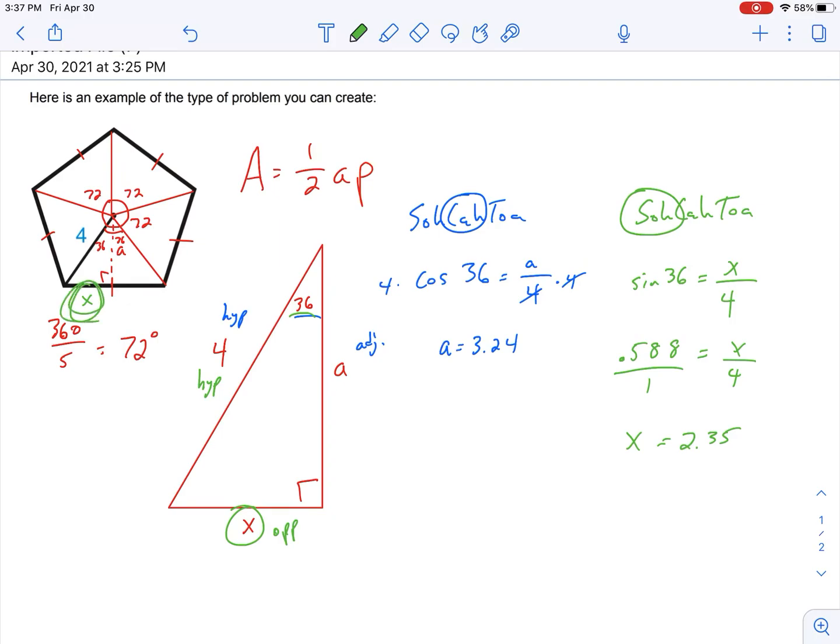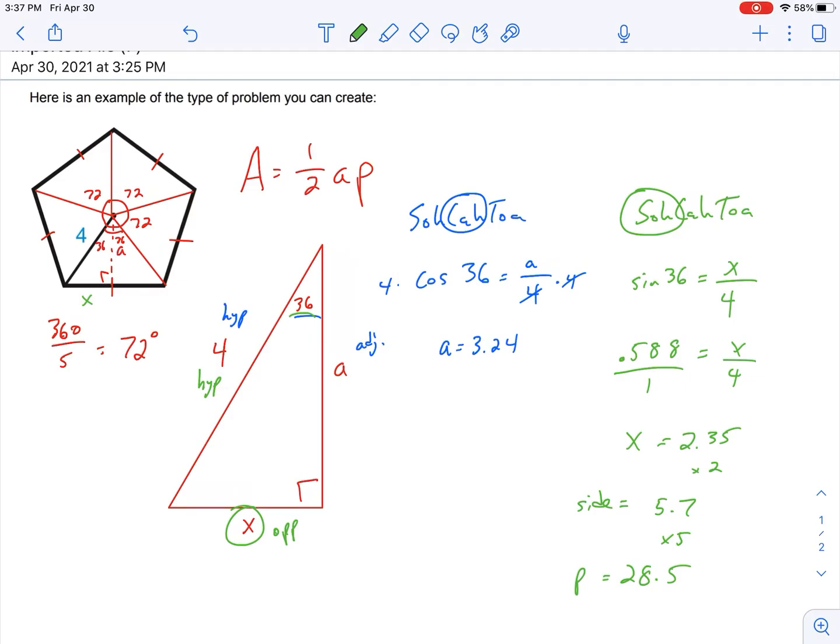So I'm going to use this X, recognizing that this is just half of one of my sides over here, if you saw me draw that X in there. So I'm going to multiply by 2 to get a whole side. So 2.35 times 2 is 5.7. So that equals one side. And I have to multiply it by 5 because I have a pentagon. So there's 5 sides to it. So the total perimeter here is 28.5.